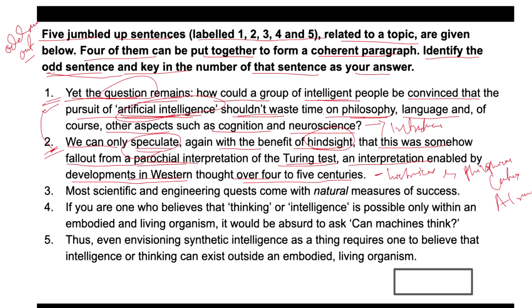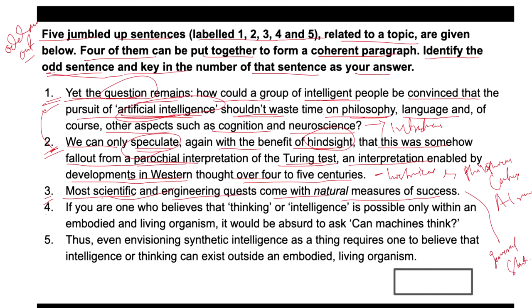Let's look at sentence three. Most scientific and engineering quests come with natural measures of success. Now, this sentence is nothing but a general statement, isn't it? A general statement about what? Measures of success, right? Measures of success in science and engineering, which does not specifically relate to the philosophical and historical aspect of AI discussed in 2 and 1 that we had discussed earlier. So in that case, 3 is considered a general statement.